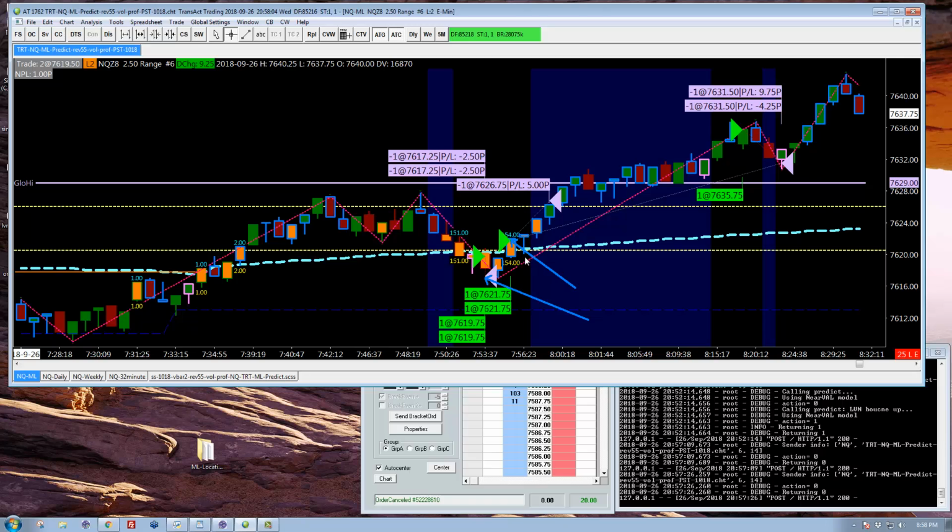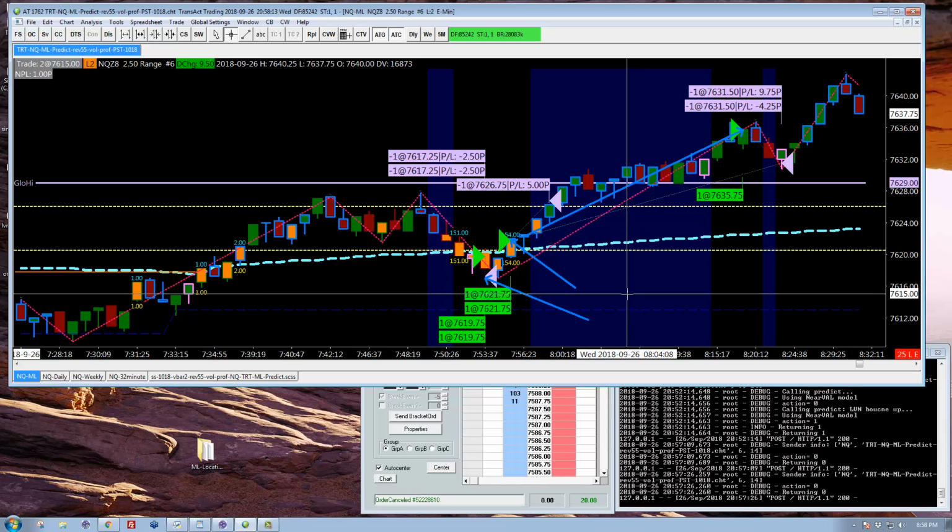The run goes all the way up to there. The system doesn't add right there. It's on this little pullback. I want to take a look at that. In fact, let's do it right now.